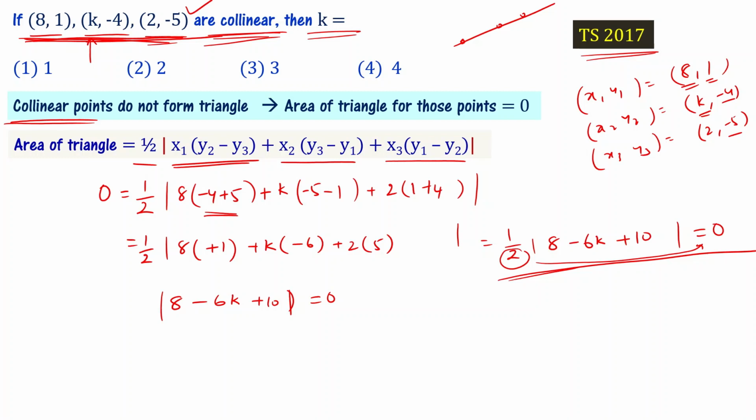Right? So this can be now written as 18 minus 6k, modulus is 0. It means 6k equals 18. So k equals 18 by 6, that is equal to 3. Then what is the value? Choice 3 is the right answer and the value of k is 3. Understood?